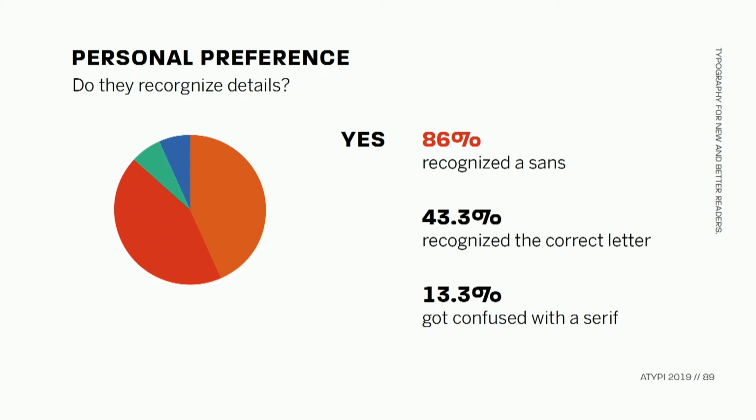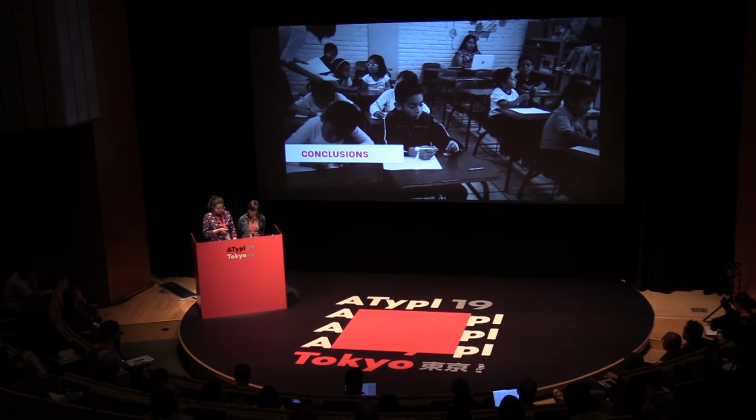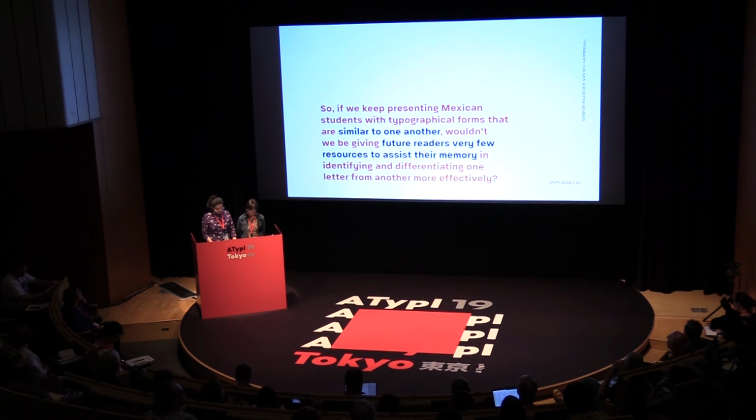Conclusions. Let's talk about our conclusions. We have two main conclusions. Being constantly looking for simple and clean shapes makes it difficult for kids to distinguish some letters from others and makes the learning to read process harder. So if we keep presenting Mexican students with typographical forms that are similar to one another, wouldn't we be giving future readers very few resources to assist their memory in identifying and differentiating one letter from another effectively?